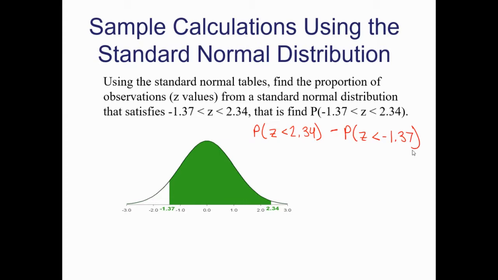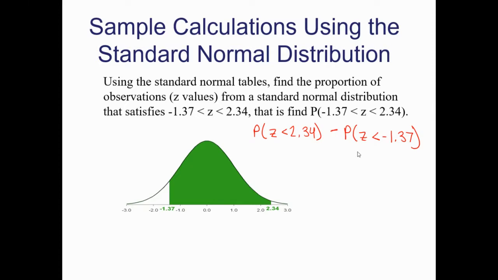Now, I didn't get to talk too much about it yesterday. The reasoning behind this is if we just said minus 2.34, we're including this white tail right here. Do we want that white tail that I just shaded in? No, we don't. When we subtract it out, boom, it goes away. So that's why we do big minus small on these.